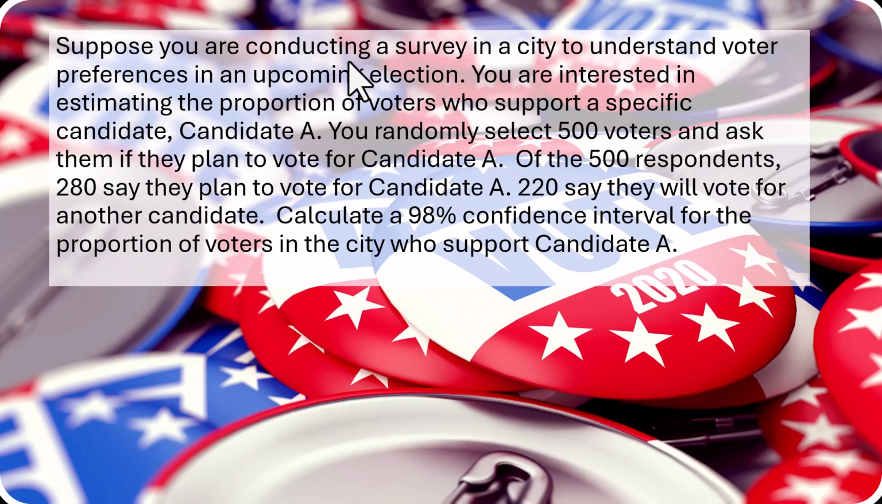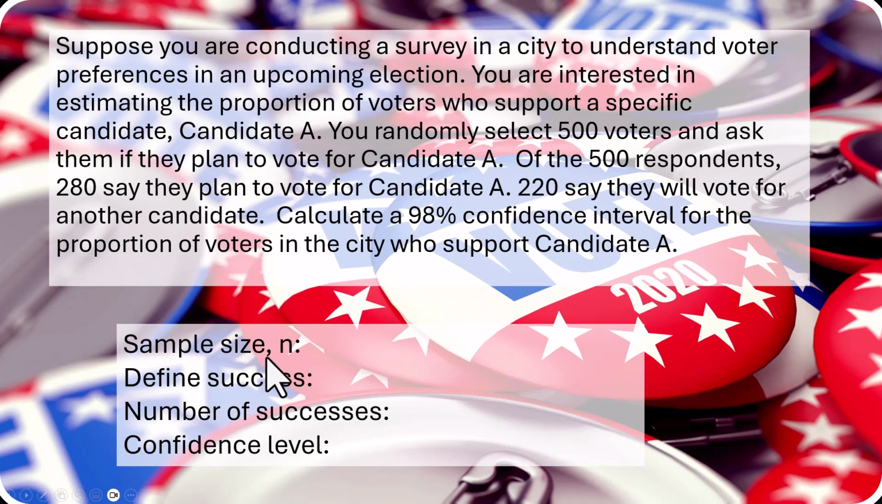Before we go to RGuroo, let's first identify the variables that RGuroo is going to want. The first thing it's going to want is the sample size n. Then it's going to ask us to define success. So in this example, we have to determine what outcome we are calling success, and we have to do that before we can figure out the number of successes. And then lastly, we have to identify the confidence level.